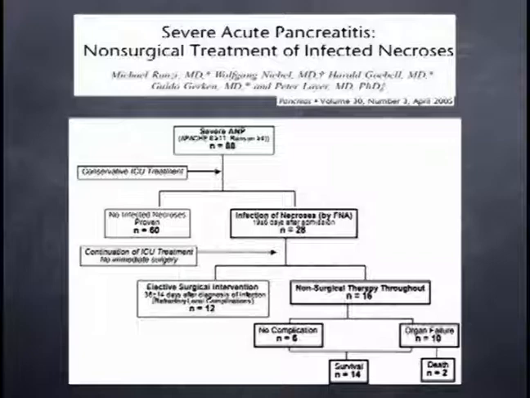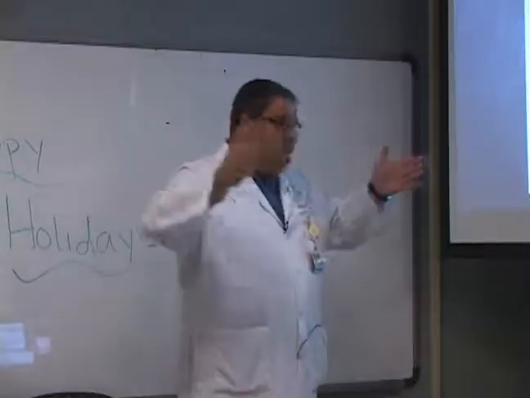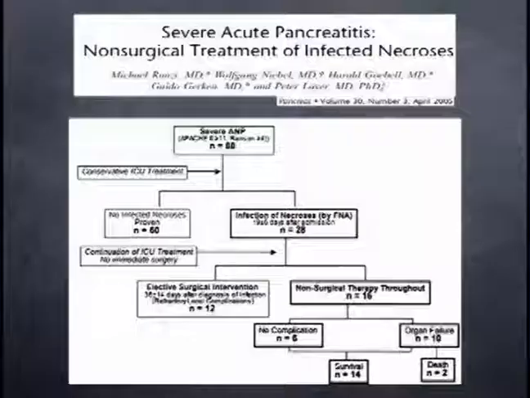This is a more recent study published in 2005, just to give you that idea of the evolution of the concept. They had 88 patients with severe acute necrotizing pancreatitis. They started out putting them in the ICU, conservative ICU treatment. 60 never developed infection, 28 developed infection, and infection was diagnosed by FNA, around 19 days after admission. So they focused on that group with infected necrosis.